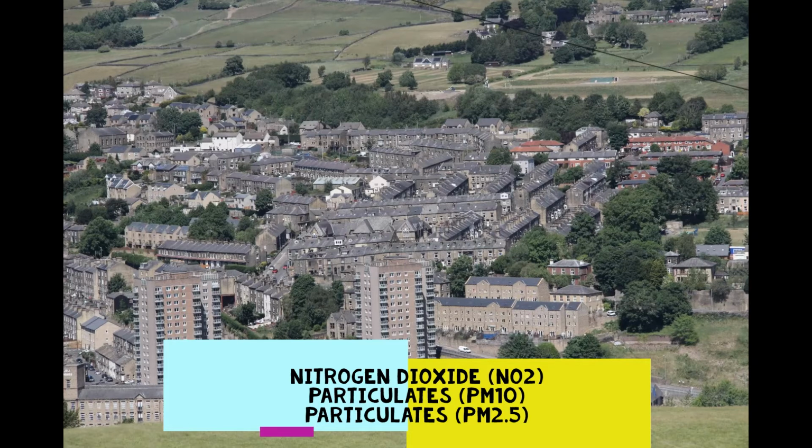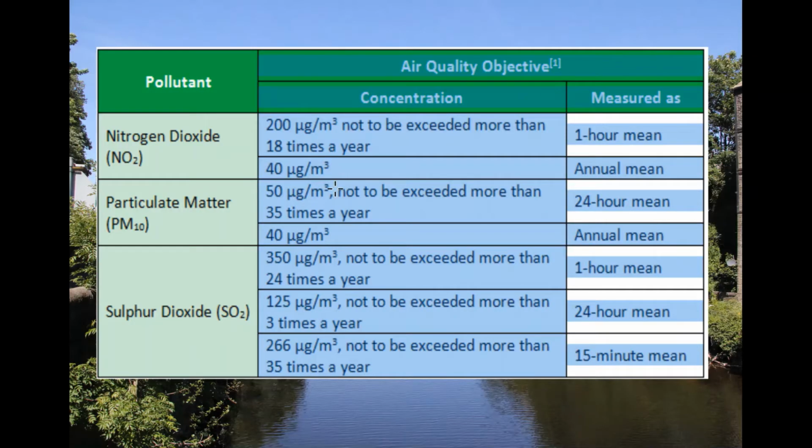The 10 and the 2.5 in PM10 and PM2.5 refer to different sizes of particulate matter, with PM2.5 being finer particles than PM10. While both sizes can damage our health, PM2.5 are of special concern as they can penetrate deeper into our lungs and have bad effects on our respiratory health.